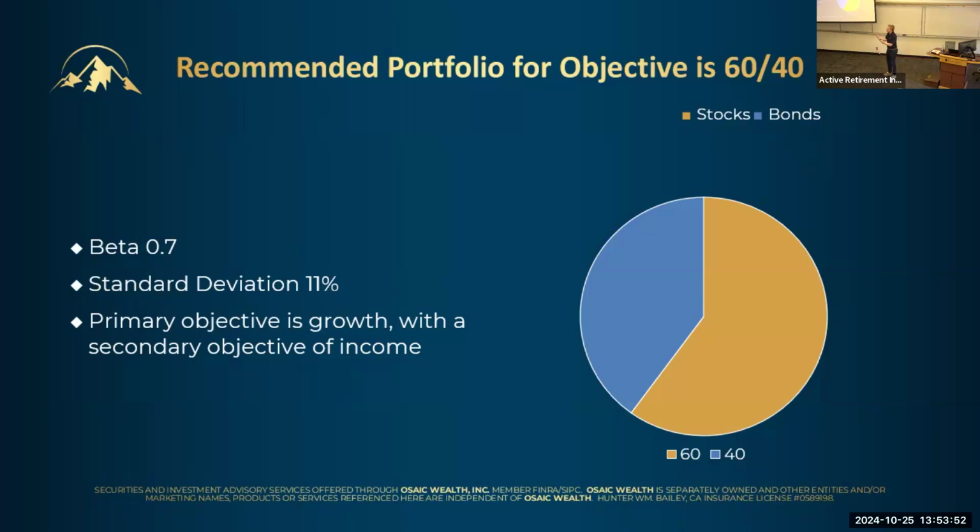A beta of about 0.7, standard deviation around 11%. Now, in current market conditions, maybe closer to a 12 or a 13. The primary objective is growth because, again, we don't have a lot of expenses to pay for, just a little bit. But we do want to make sure that we have these assets left over for the kids. So we have a secondary objective of income, maybe a decent amount of dividend-producing stocks, and a lot of bonds to kick off that income so that we can pay for stuff.